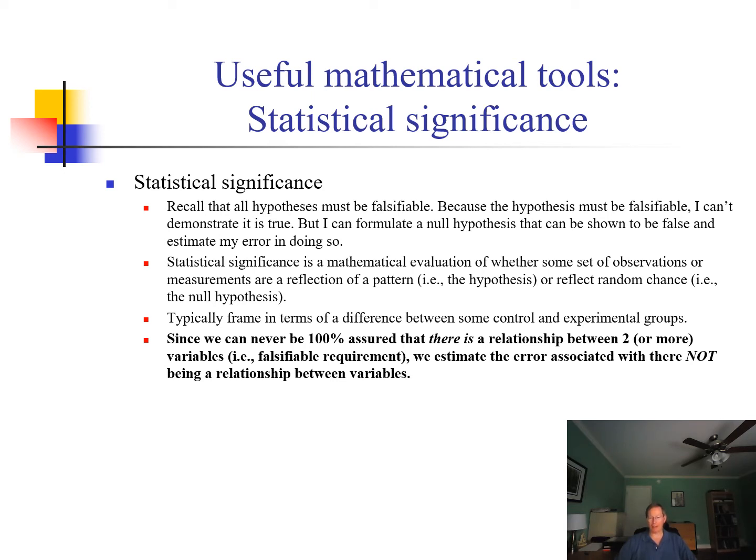It's a mathematical evaluation of whether some sets of observations reflect a pattern, my hypothesis, these 2 drugs work differently, or random chance. That's my null hypothesis, that they're the same. And typically what I will do is I'll have some control or a placebo and an experimental group. And because I can never be assured that there is a difference between these 2 variables, I'm going to estimate the error associated with there not being a difference between them.